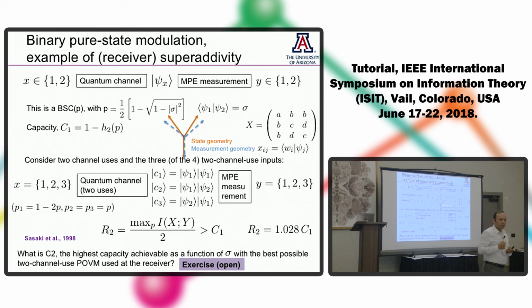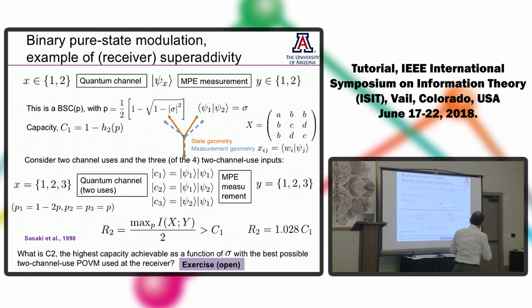So what this example just showed us, although this is just a 2.8% increase, is that it's a fundamental effect. This is what is called superadditive capacity, or superadditive communication capacity: by collectively measuring multiple channel symbols, the per channel use capacity you can get is higher.